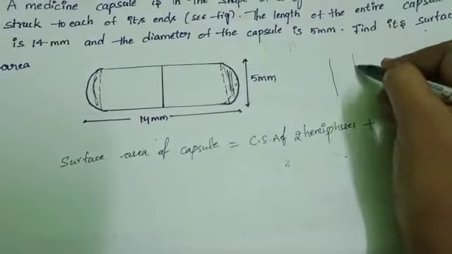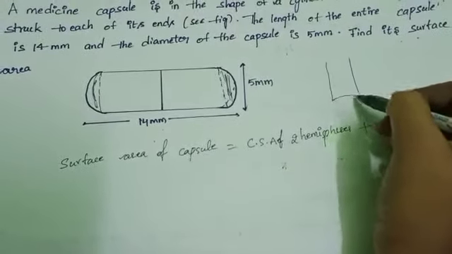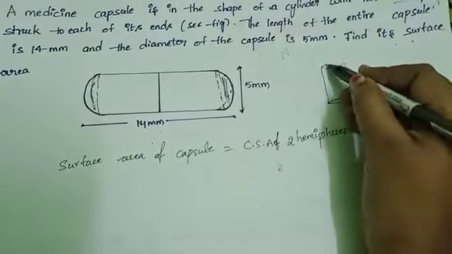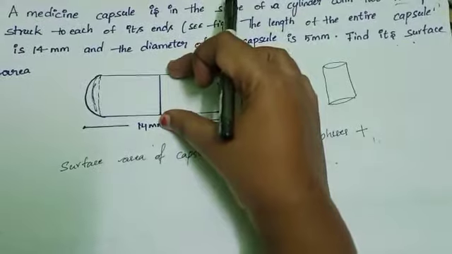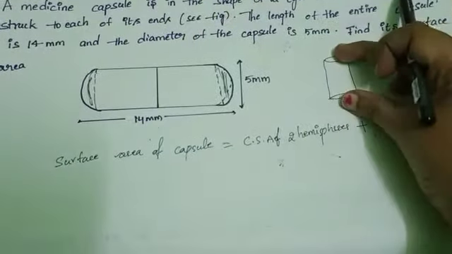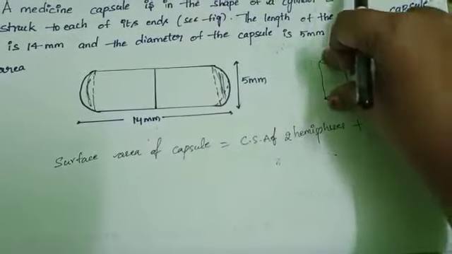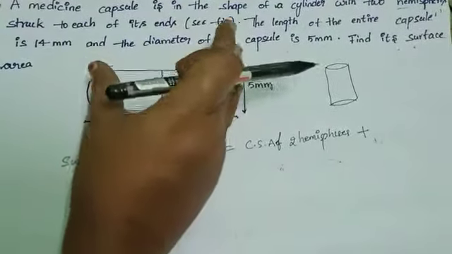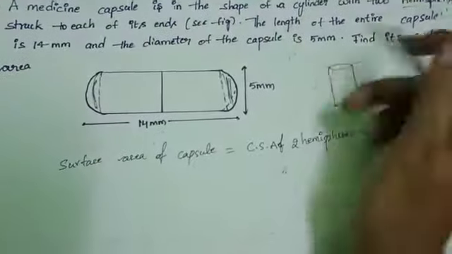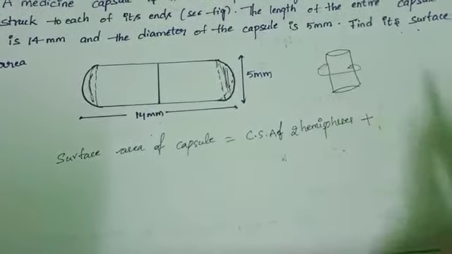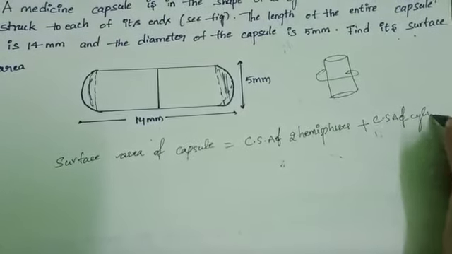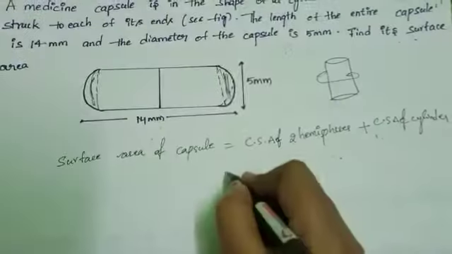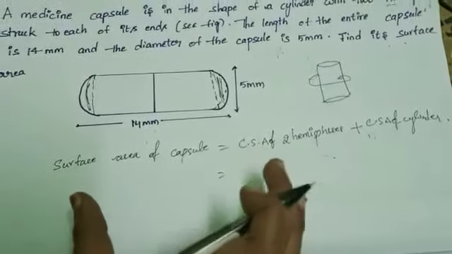see, the middle part is a cylinder. Here only the middle part. There is no top and bottom, there are no flat surfaces. Only consider the curved region. So curved surface area of cylinder. Okay, this is the surface area of the capsule.